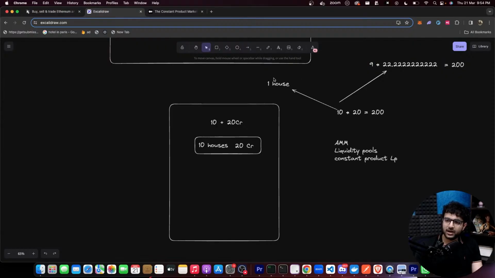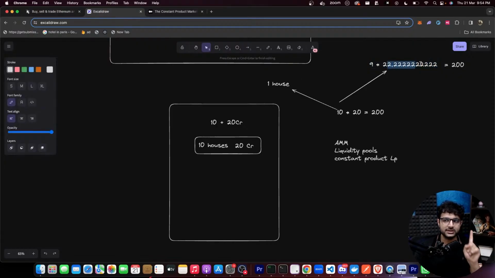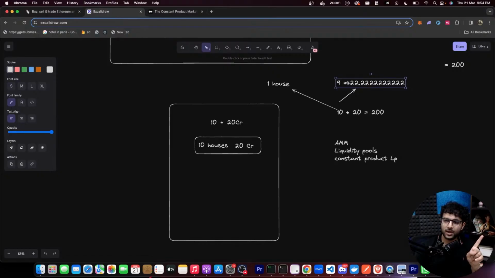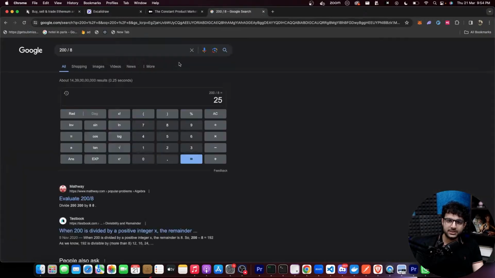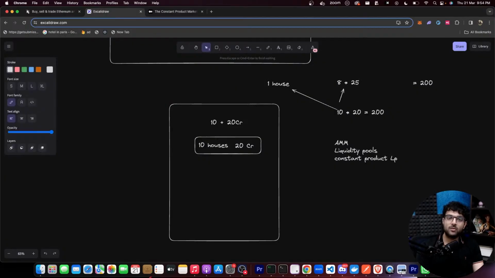If you want to take one house, you have to pay 2.22222 CR. The first person that buys pays 2.2222 CR, and the next pool becomes 9 houses and 22.2222 CR. If another person comes and takes another house, then this becomes 8. And what should the right side become? 200 divided by 8, which is 25. So how much does this third person need to pay? He needs to pay 25 minus 22.22, equal to 2.788.